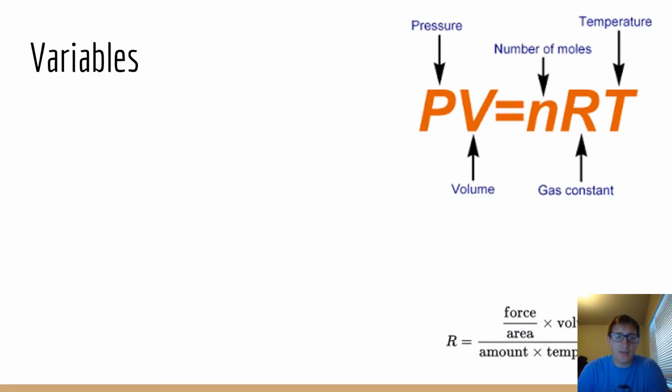All right, so let's talk about the variables in the ideal gas law. So we have PV equals nRT, so pressure times volume equals the number of moles times the gas constant times the temperature. Our variables here are pressure, volume, number of moles, and temperature, and then our gas constant is the one thing that's held constant.